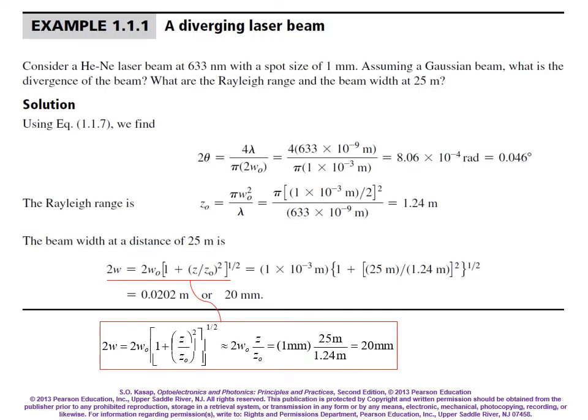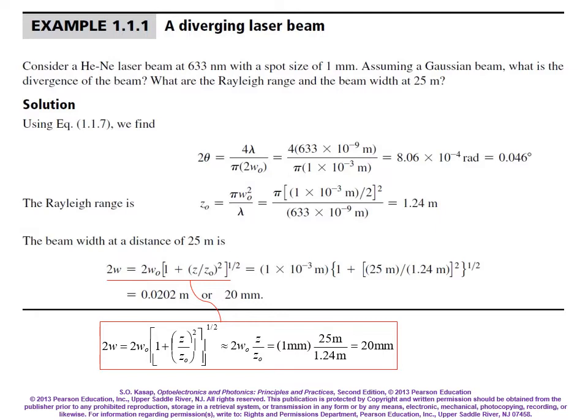Now we see an example of a Rayleigh length problem, a diverging laser beam. This is an example from Kasap's Optoelectronics book, so if you want, you can go through the book also. Consider a helium neon laser beam at 633 nanometers with a spot size of 1 millimeter. Assuming a Gaussian beam, what is the divergence of the beam? Another question is what is the Rayleigh length range and the beam's width at 25 meters.